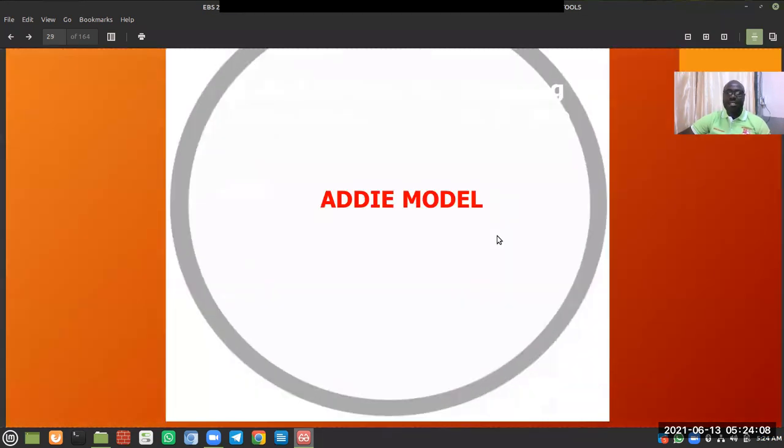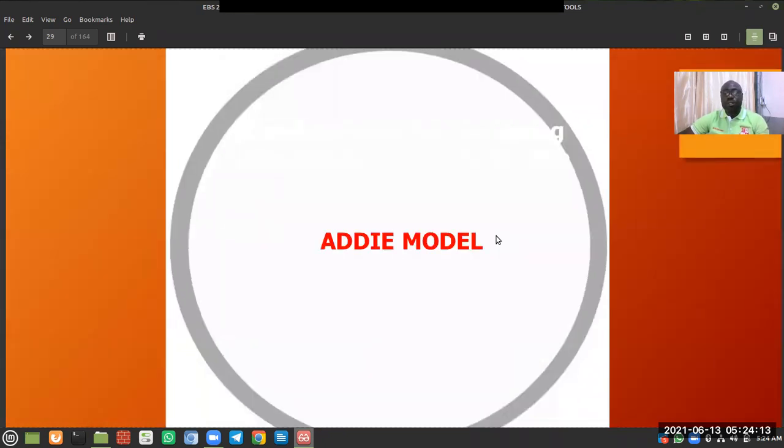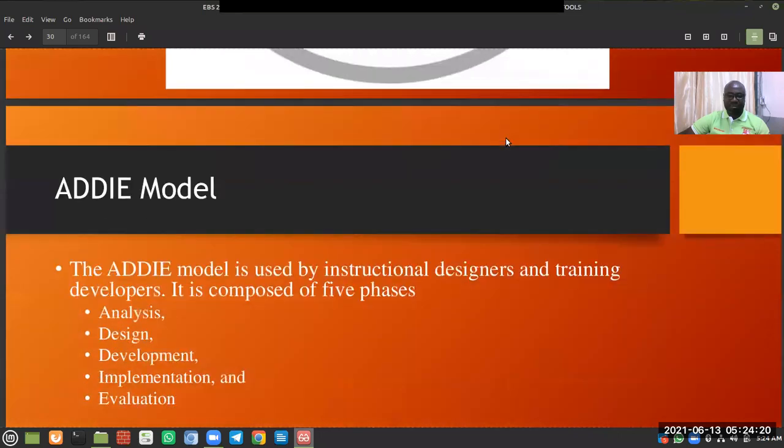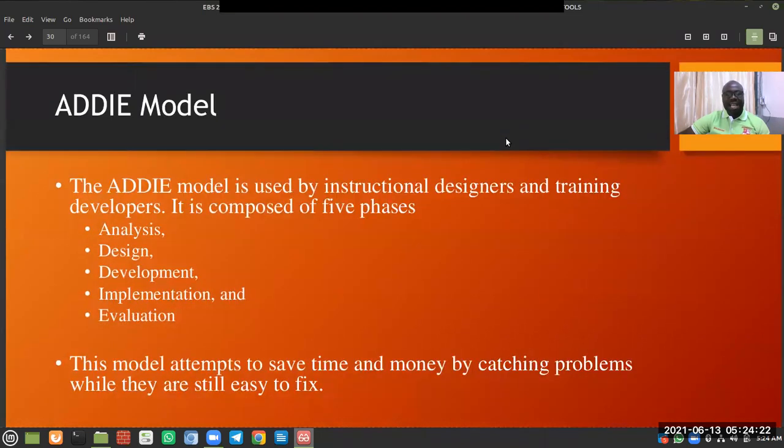Some instructional design models that come to mind are as follows. We have the ADDIE model of instructional design. The ADDIE model is used by instructional designers and training developers. It is composed of 5 different phases. These different phases give it its name, the ADDIE model.